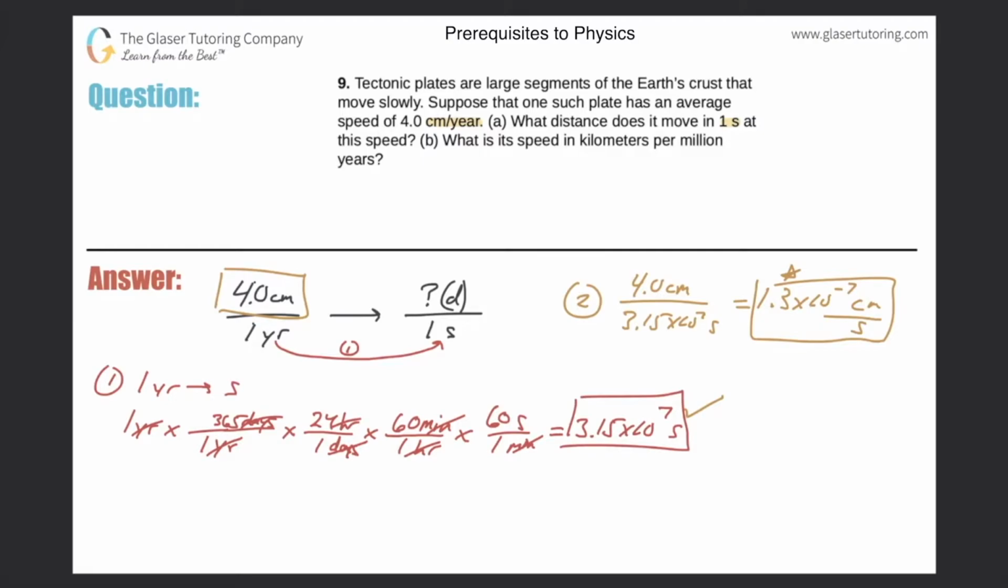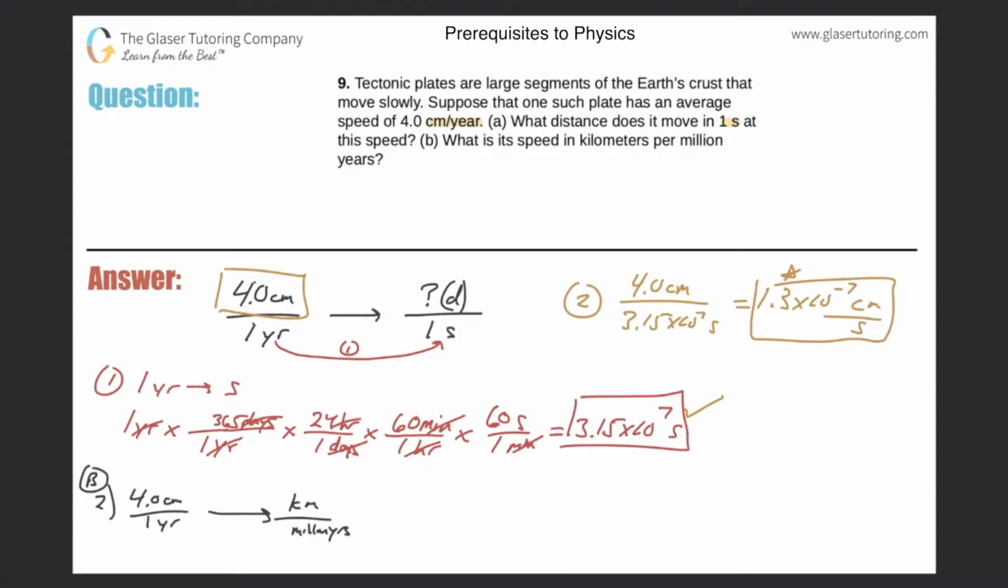Okay, so basically what I want to do now, let me write down over here, part 2, or this is really step B. Now what I'm going to be thinking about is I'm given the value again of 4 centimeters per 1 year, and now what I need to do is find the speed in kilometers per million years.